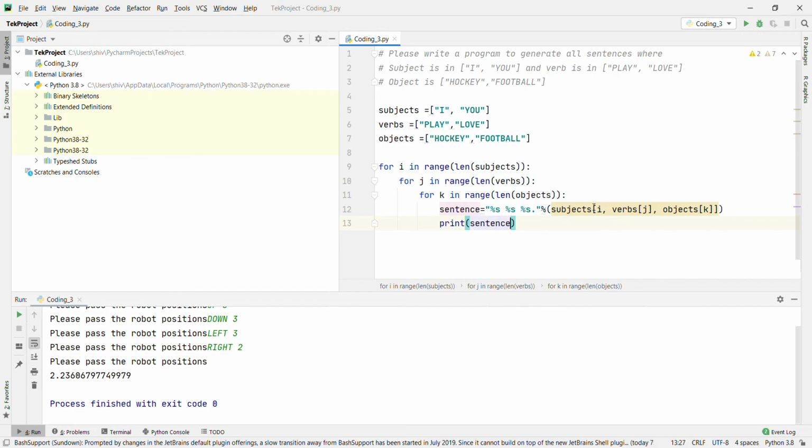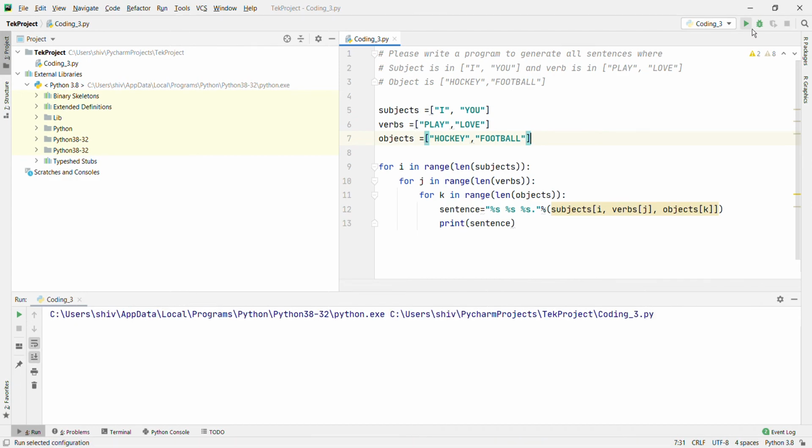Let's run and see the output we are expecting. First what will come? I play hockey, then I play football. Like that it will come. Then you play hockey, you play football. I love hockey, I love football. Like that it will come. Let's run and see what the output is.